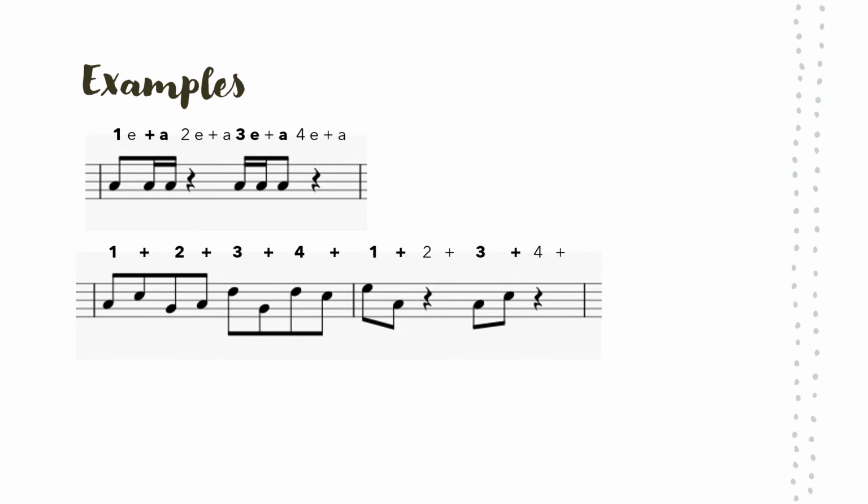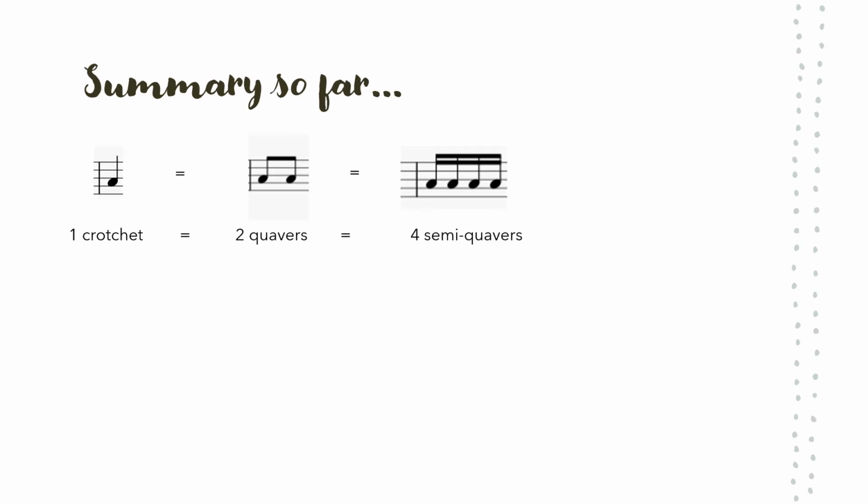I should have led with this one, it's a lot simpler example, but quavers: 1 and 2 and 3 and 4 and, then the second bar is the same. So if we were clapping this, it'd be 1 and 2 and 3 and 4 and 1 and 2 and 3 and 4 and. So obviously you don't clap on the rest. So a quick summary. I feel like I kind of jumbled the last bit, but there we go.